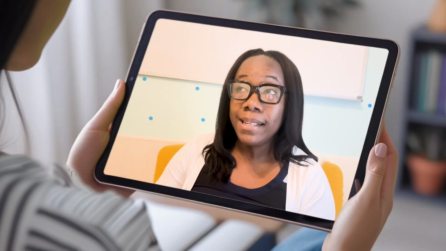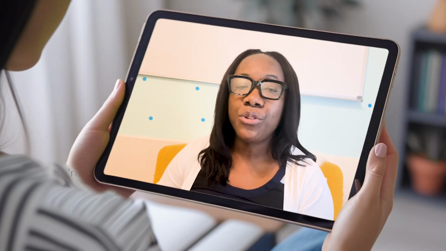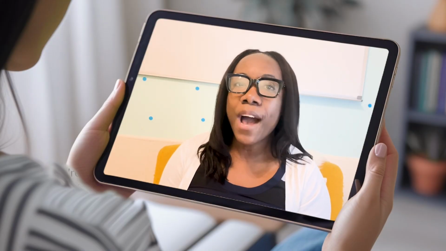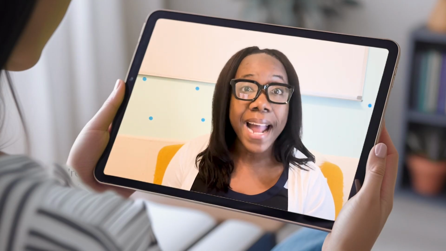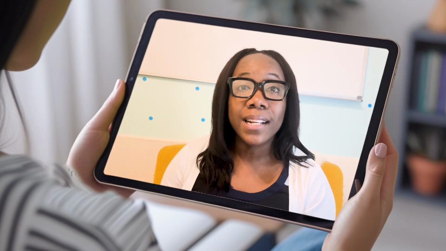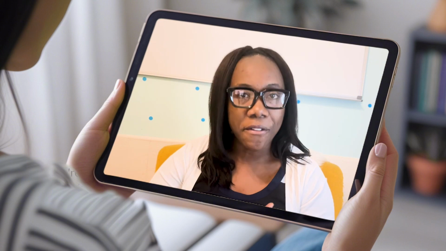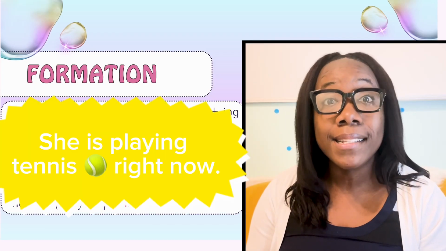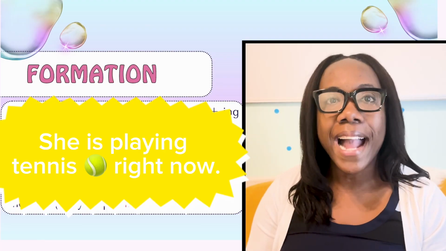So if someone is outside and they're playing tennis, you cannot say she plays tennis right now. That would be grammatically incorrect. You would need to use the present continuous tense because she is performing the action at this moment. So she is playing tennis right now.